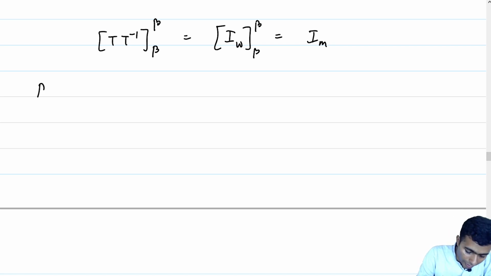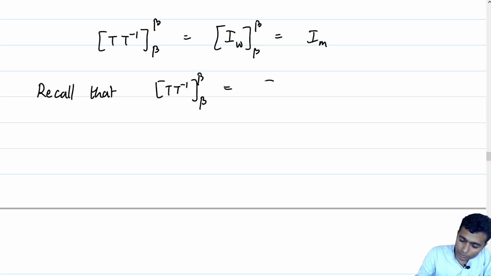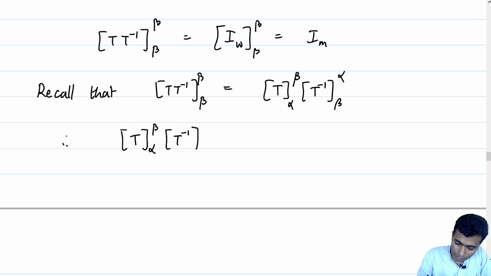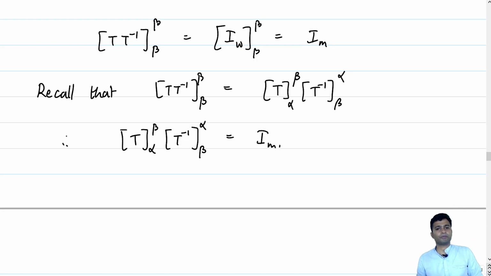So, let me just note that down. Recall that T inverse beta is equal to T inverse from beta to alpha and T from alpha to beta. And therefore, we have T alpha beta times T inverse beta alpha is equal to the identity matrix of size M.